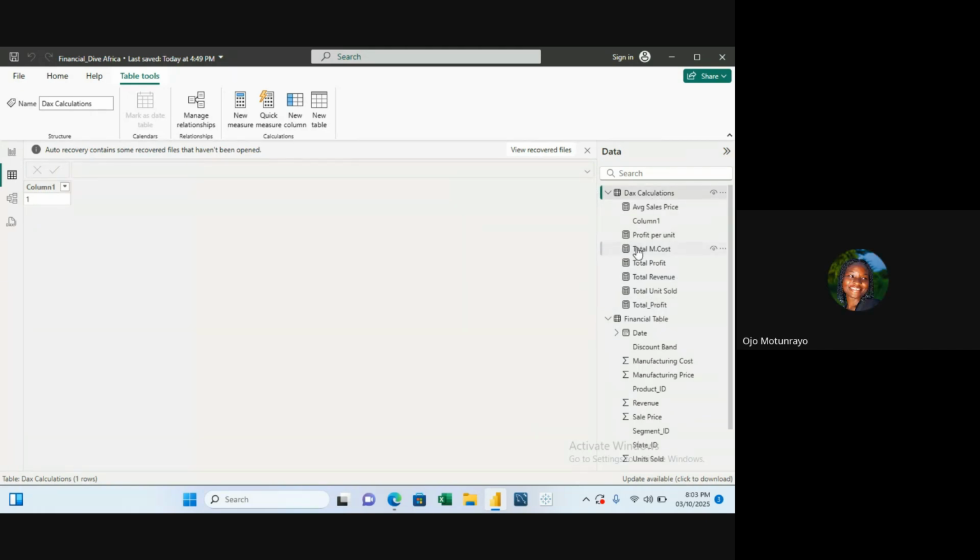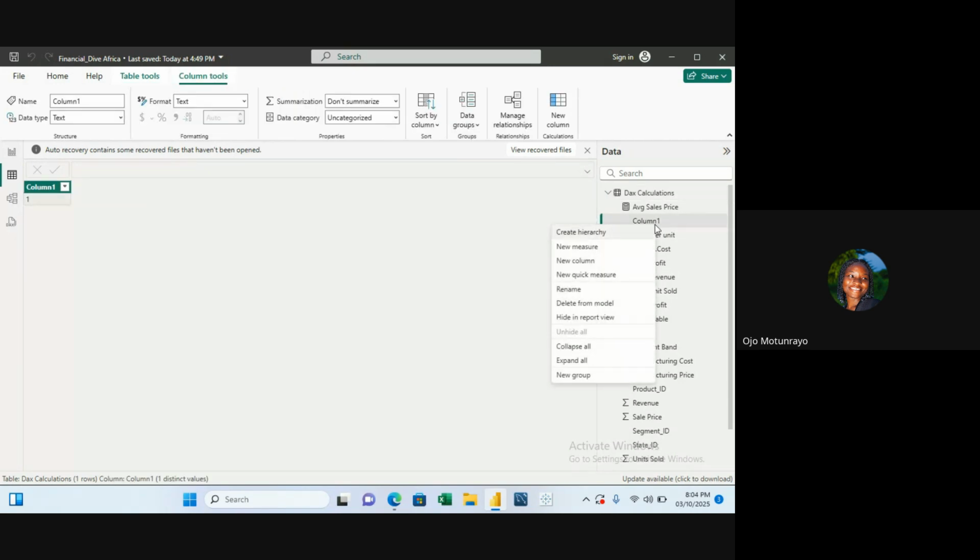All right. So what other things should we calculate now that we have our total profit? Do you think we can do sales year to date here? Basically, this is all we needed. We've gotten our total profit, total units sold, total revenue, total manufacturing cost, profit per unit. We can delete this column. It's not like there's anything in it. We delete from model.